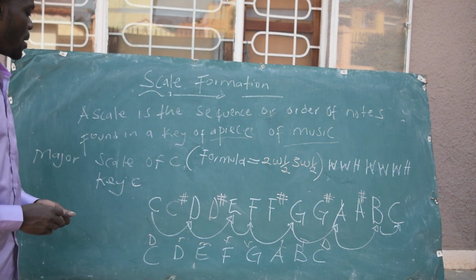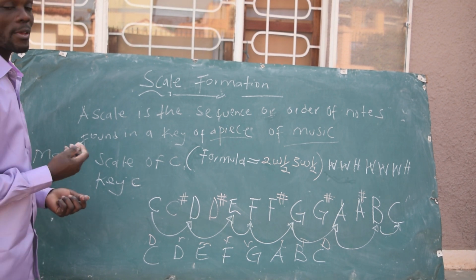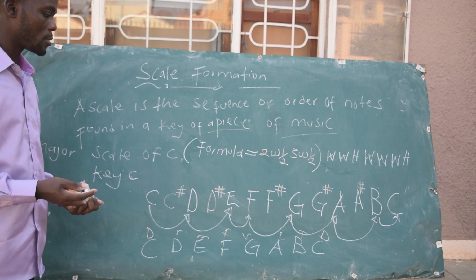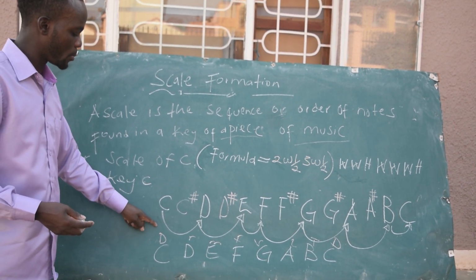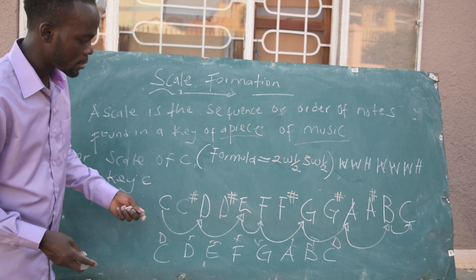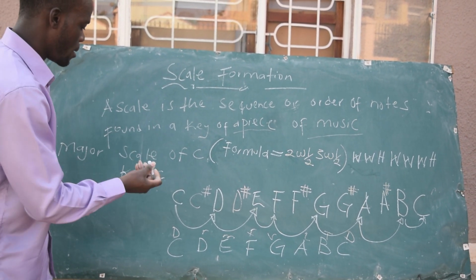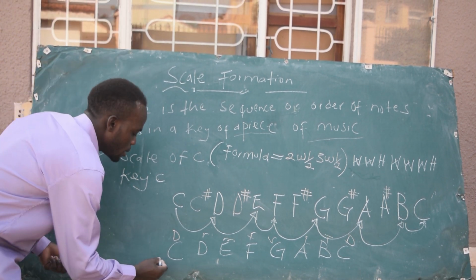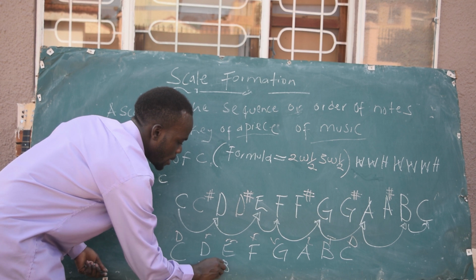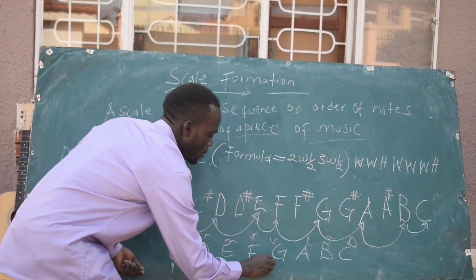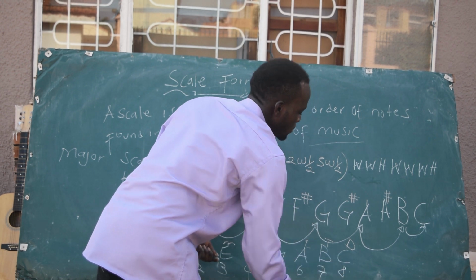Then, to make work simple, you give them numbers. So let's try to give them numbers. Let me put the numbers here. Then what happens? You give this a 1, 2, 3, 4, 5, 6, 7, and 8.